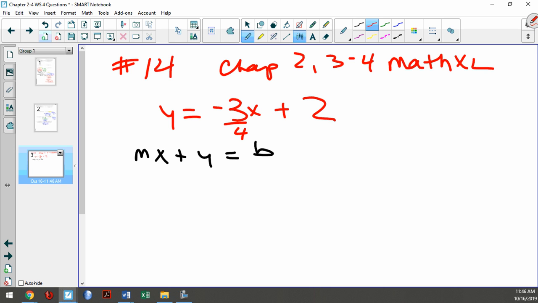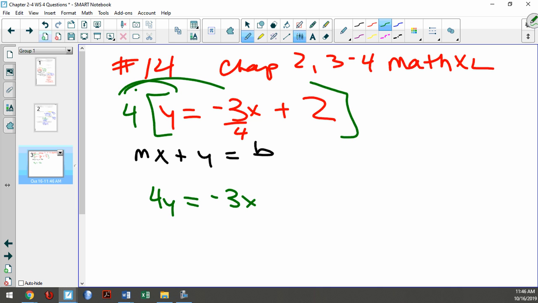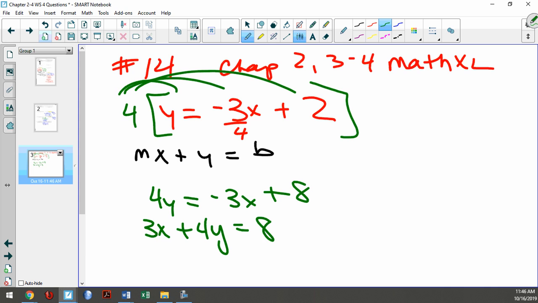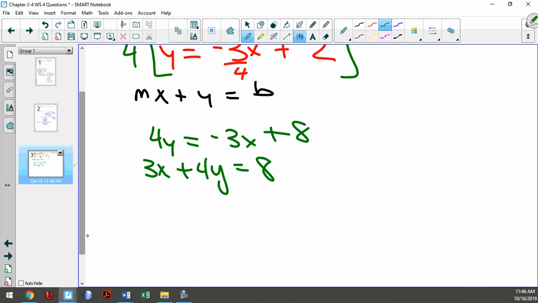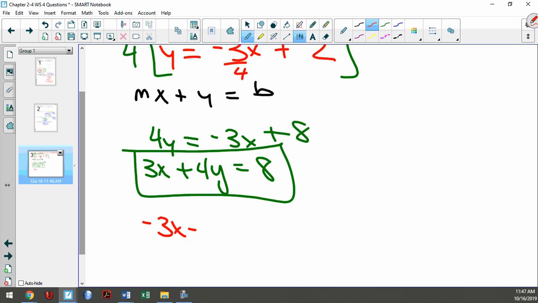And they want integer coefficients. So how do I do that? The very first thing you're going to do is multiply the entire thing to get rid of fractions by 4. So that gives you 4y is equal to negative 3x plus 8. You with me? Then you're going to go ahead and bring that x on the other side. So that's 3x plus 4y is equal to 8. Now, you have to watch, because this is one answer. Another answer is multiplying that thing by negative 1. So that's negative 3x minus 4y is equal to negative 8.